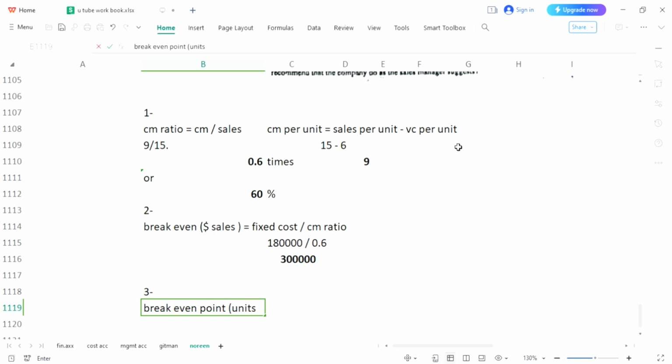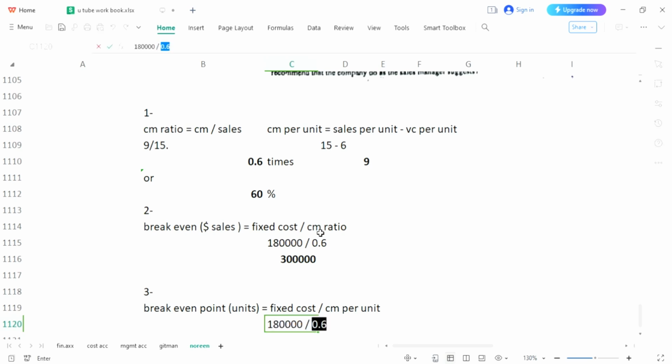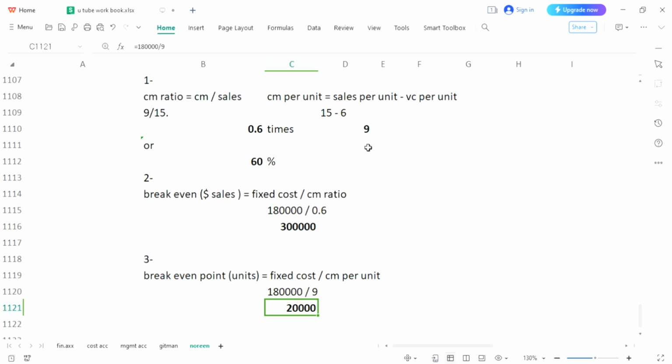So how do you calculate in terms of units? For that you need fixed cost, and that would be divided by CM per unit. Can you see CM per unit has already been calculated, sale per unit minus variable cost per unit. 9 is the CM per unit. So we can put directly, fixed cost is mentioned over here, 180,000. Put 180,000 as fixed cost and divide by CM per unit, which is 9. Statement completed. Now we can calculate it, 180,000 divided by 9. So 20,000 units is the break-even number of units.